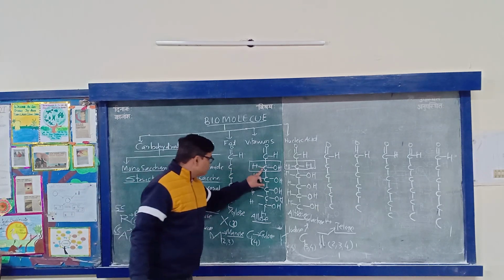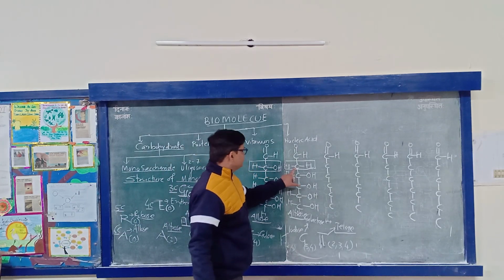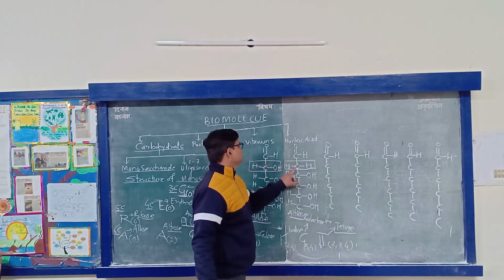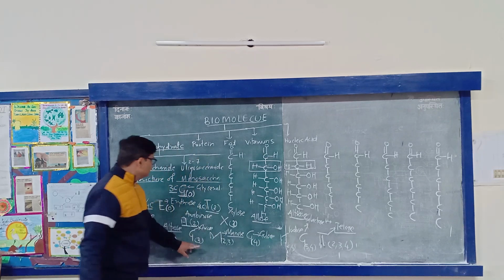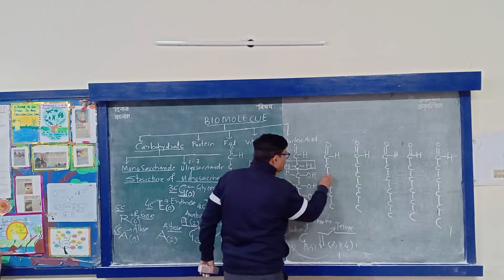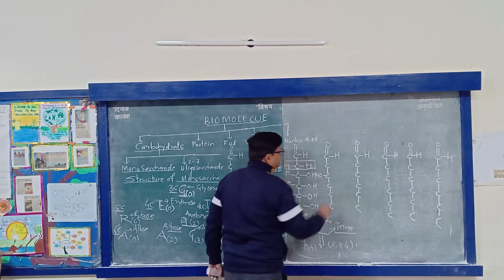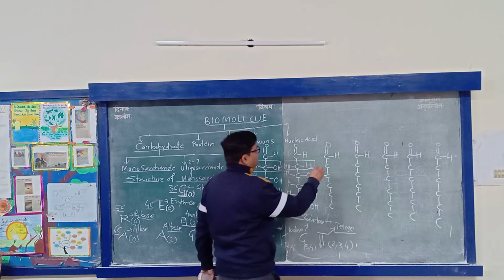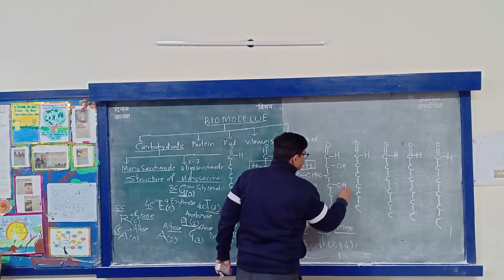In case of allose, the carbon number 2 hydroxy group is present on the right side. In case of aldose, at carbon number 2 the hydroxy group is present on the left side. Simple. Next, come to glucose. What you have to do? Simply draw a chemical structure with the hydroxy group on the left side at one carbon, and at the rest of the carbons draw the hydroxy group on the right side.